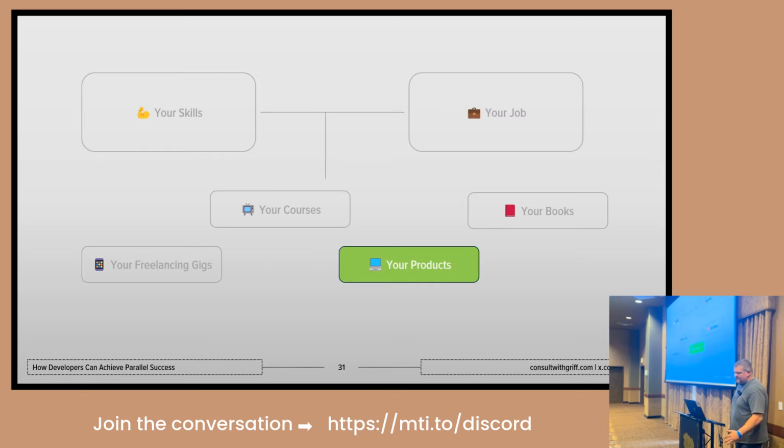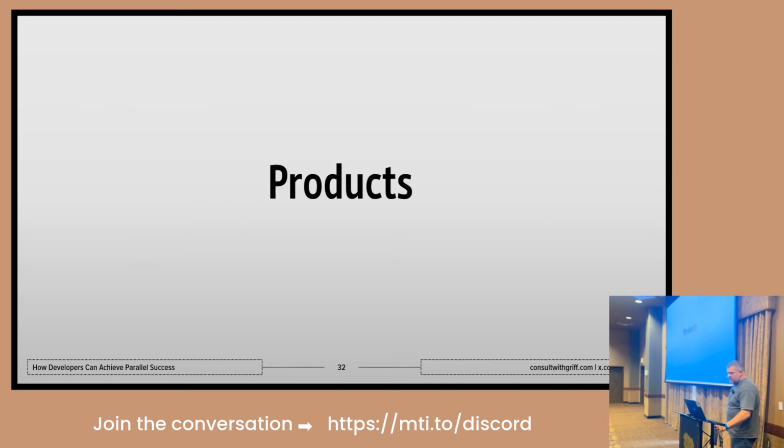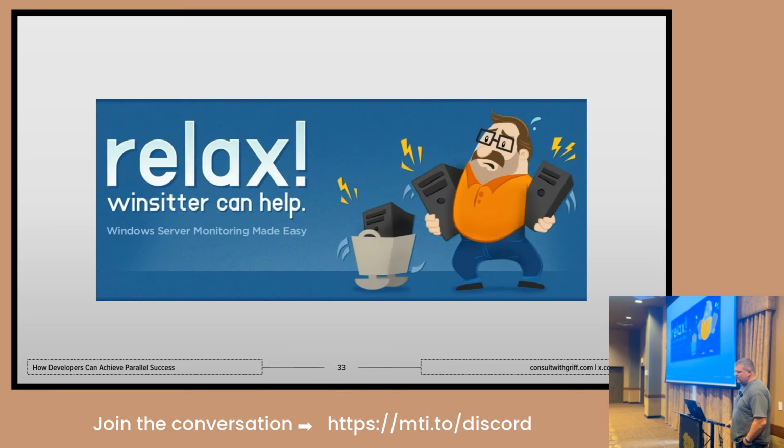All right, last topic that I kind of want to touch on here is products. So the product is the idea of building, I'm going to talk about digital products, so software products, whether you're writing desktop applications or you're building some sort of SaaS or web application that you're selling. Years and years ago, I created one called Windsitter with a friend of mine, Brett Fisher, who I talked about earlier. And we built a SaaS, so software as a service, that would monitor Windows servers.